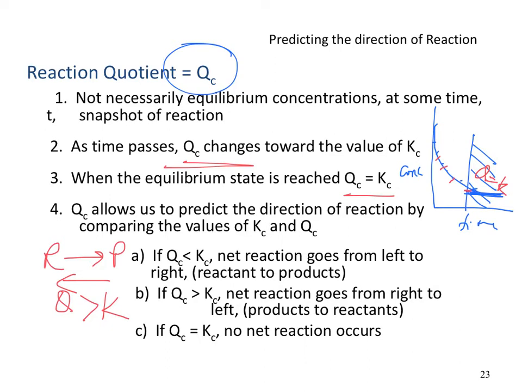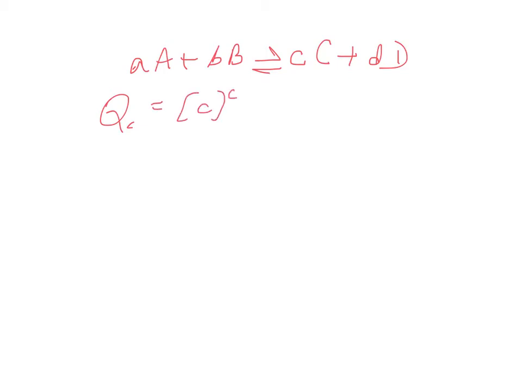So just to give you a flavor for this, let's say we have a general reaction. a moles of A react with b moles of B, giving you c moles of C and d moles of D. And if you have to define the reaction quotient Qc at any given point of time, you would say that it is going to be the concentration of the products raised to the power of their stoichiometric coefficients, C to the power c times the other product D raised to the power of its stoichiometric coefficient, divided by the reactants, A to the power a times B raised to the power of b.